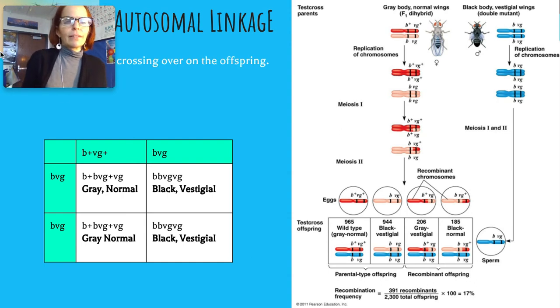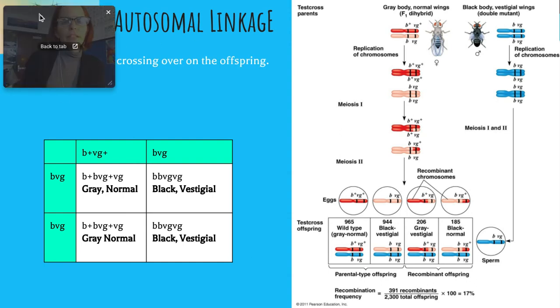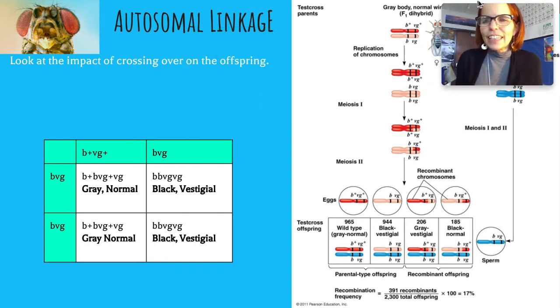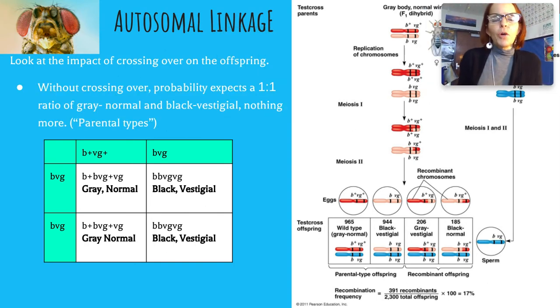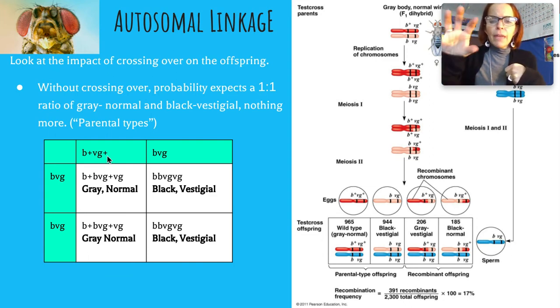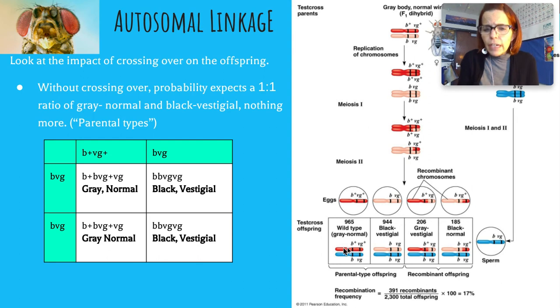Okay, get me out of the way here. Whoops, I failed. Try that one more time. There we go. Okay, so it says, look at the impact of crossing over on the offspring. Without crossing over, you've seen this Punnett square that I have here. You've seen this already earlier in the presentation. Without crossing over, probability expects a 1-to-1 ratio of gray normal and black vestigial, nothing more. So if they're on the same chromosome, if they're being inherited together, that's what this B plus VG plus means, is they're being inherited together. We would expect 50% to look like the mom and 50% to look like the dad. And sure enough, a lot of them look like this mom. She's the gray normal.